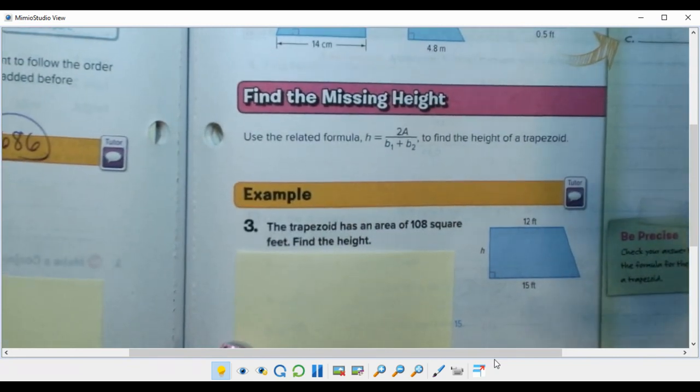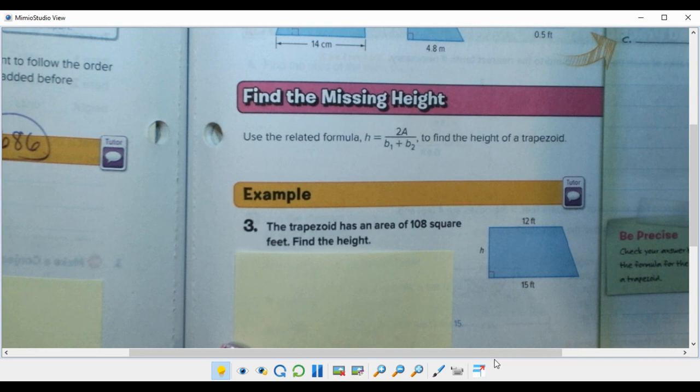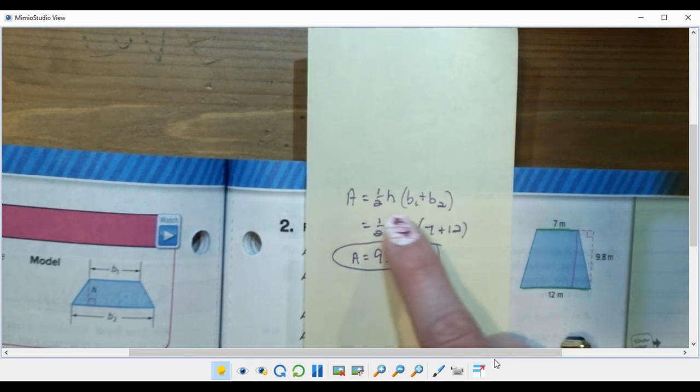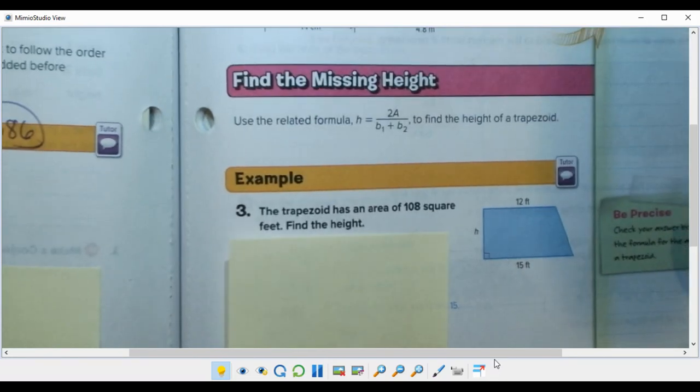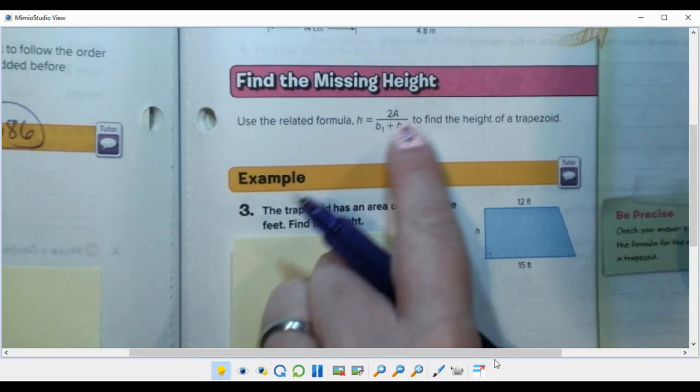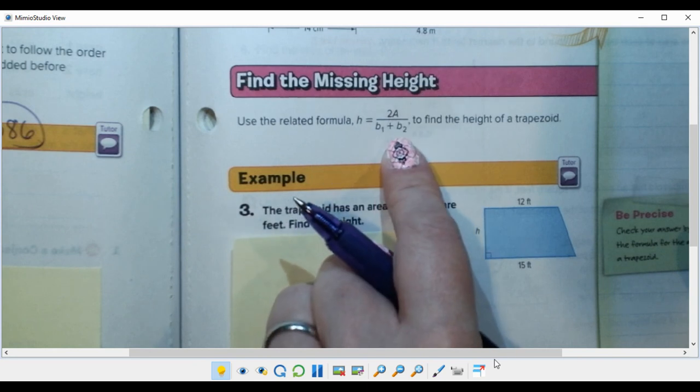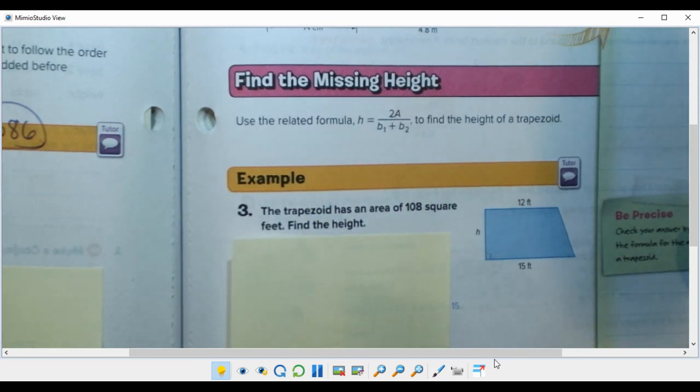I want to talk about this. Now, sometimes they give you the area and ask you to find one of the missing measures, specifically the height. This is a little bit more complicated. You can absolutely still use this and then just kind of undo it like we've been doing with solving equations. But they give you what they call a related formula. So if you're asked to find the height, I would flip back and use this particular formula. All right, so I'm just going to work through one of these just so that you've seen it. We're going to really focus today on finding the area when you know the height and the bases. This is just something a little bit extra.